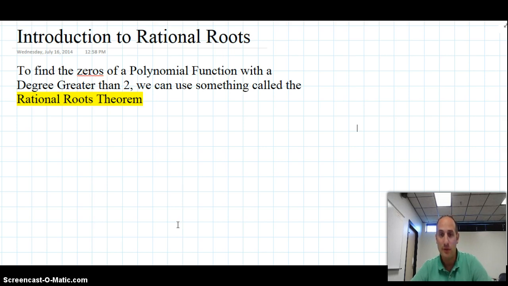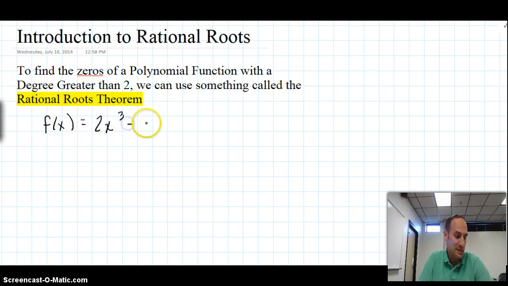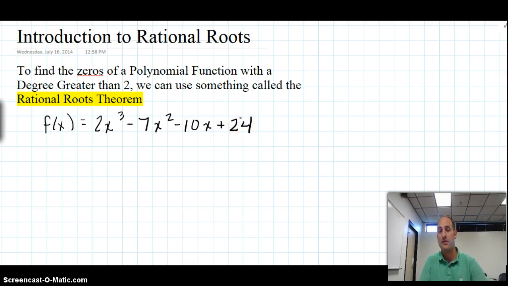What I would like to do first, though, is give you the function. So we're going to go ahead and write the function down as I'm doing it there. This will be a good example of how to use the rational roots theorem. So let's say that our f of x was 2x cubed minus 7x squared minus 10x plus 24. So there's the function I've come up with.